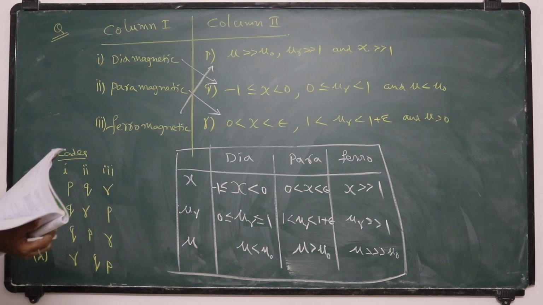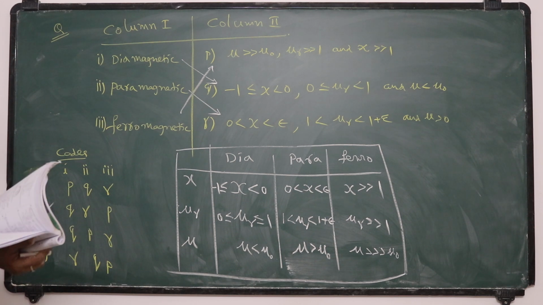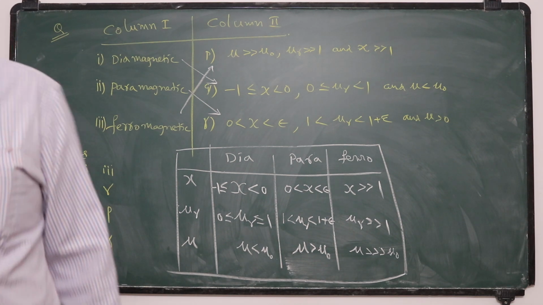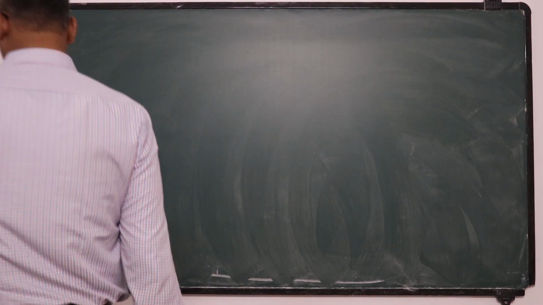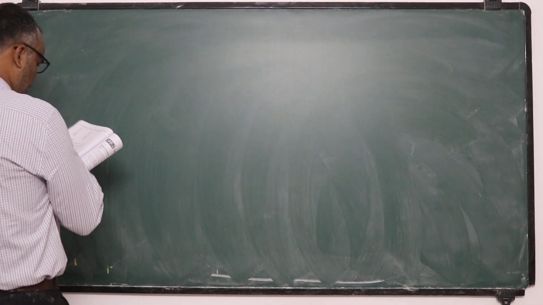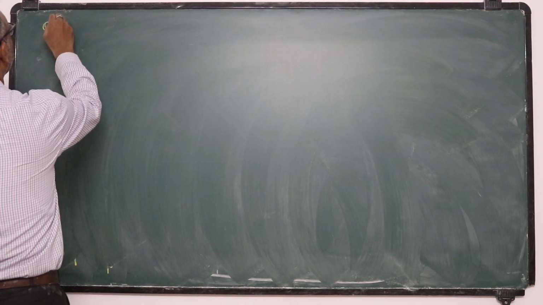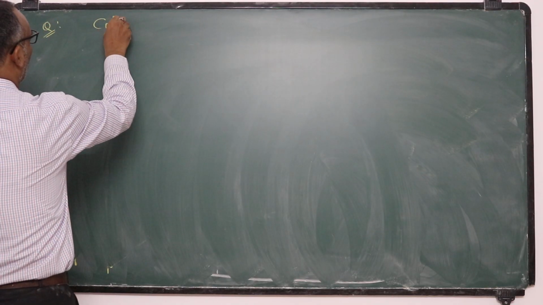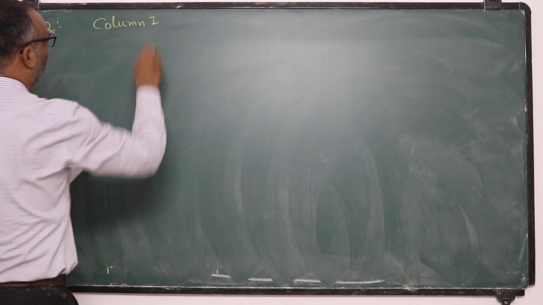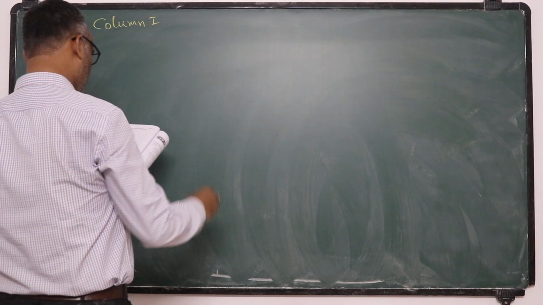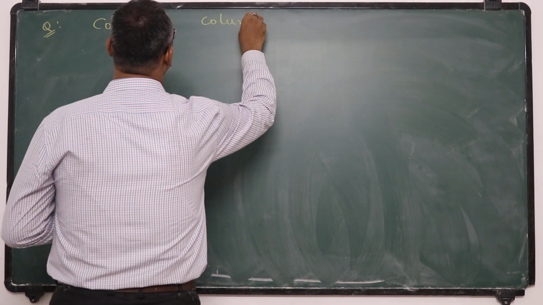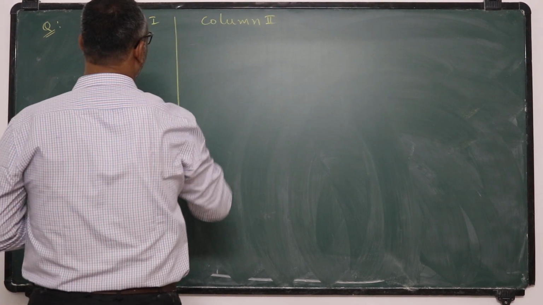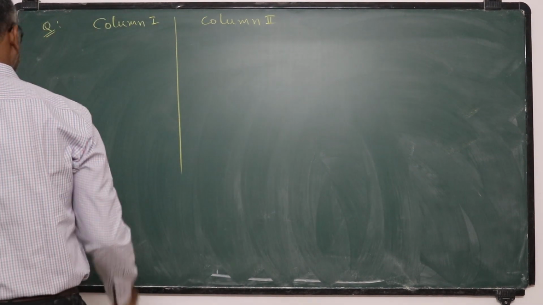So similarly, let us solve one more question of similar kind. Again, you are provided with two columns, column 1 and column 2. The values are given like this.